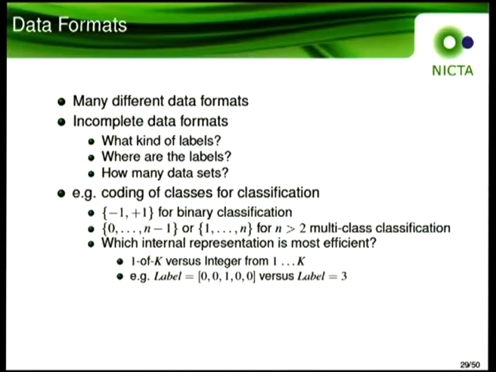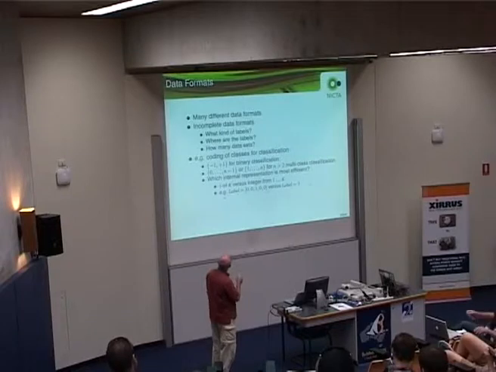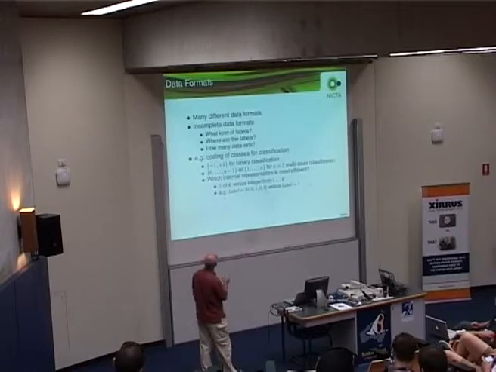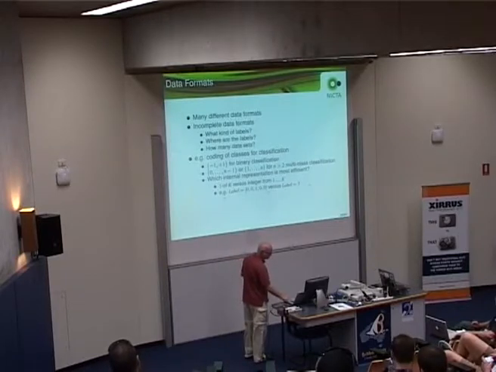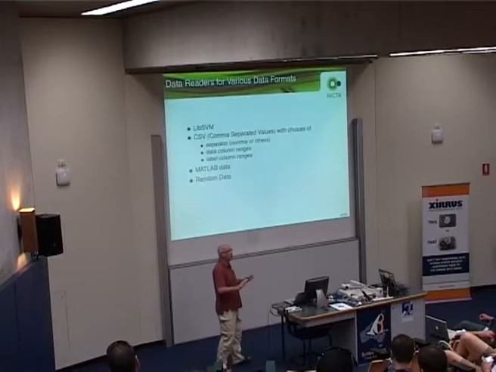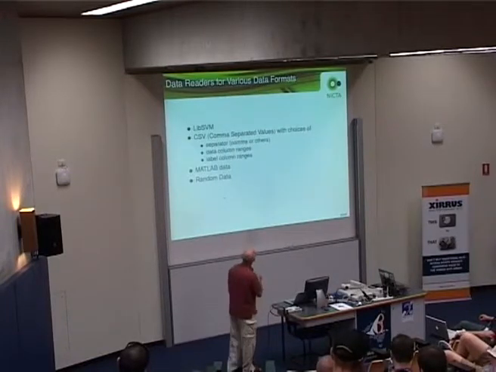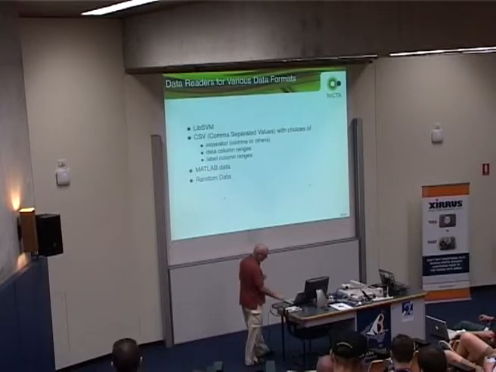When you deal with real data, you're dealing with a lot of different data formats which people have decided to store their data in. For instance, labels are used differently. For binary labels, you have minus one or one, or zero or one. Or if you have more than two classes, you have from zero to n minus one, or from one to n. So the data readers are basically shielding you from a lot of this complexity. You can define the separators, where the data in your file sits, and in which column the label or labels sit. We can also read MATLAB data, of course, and create random data.